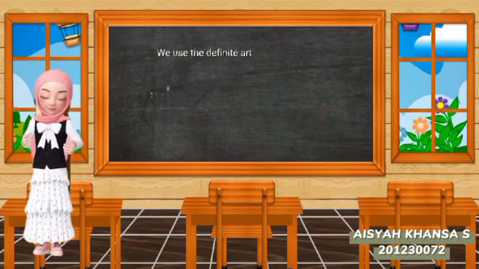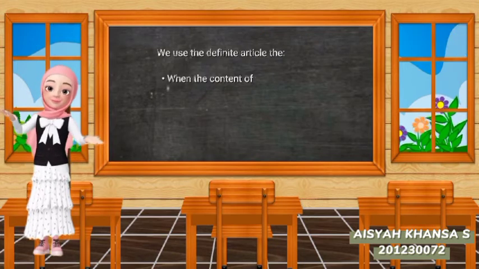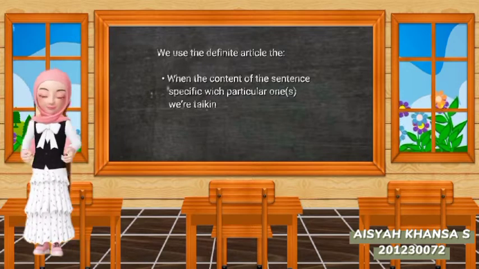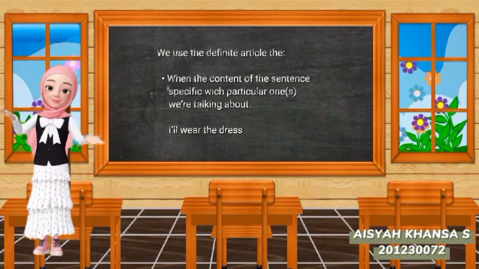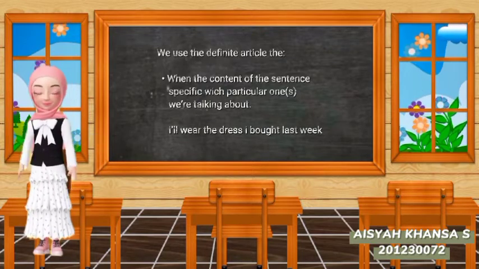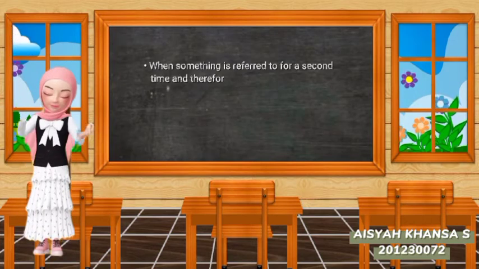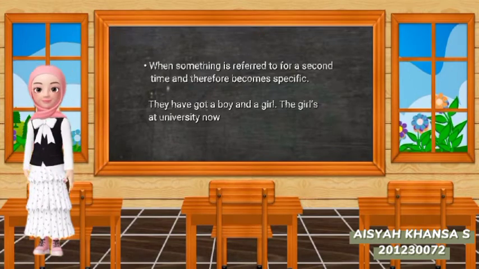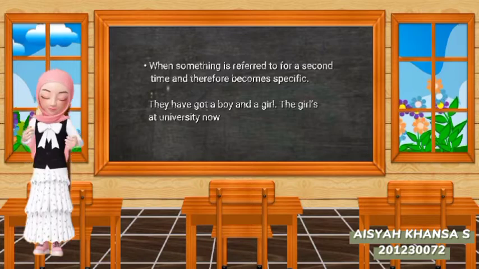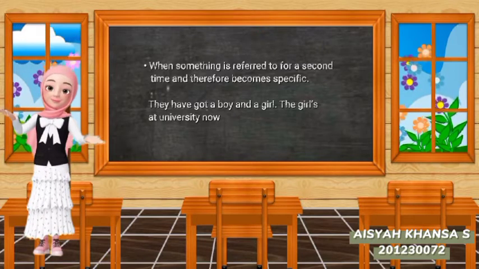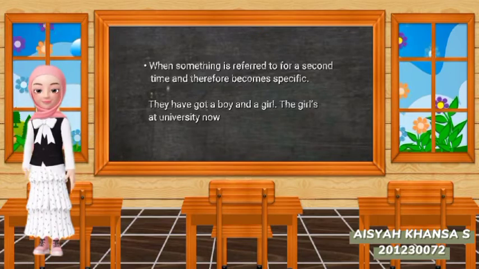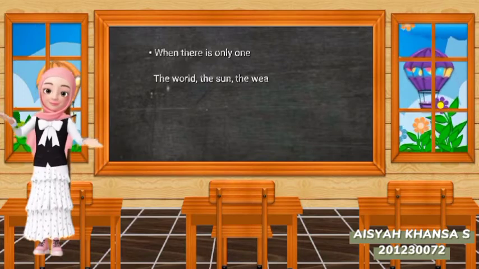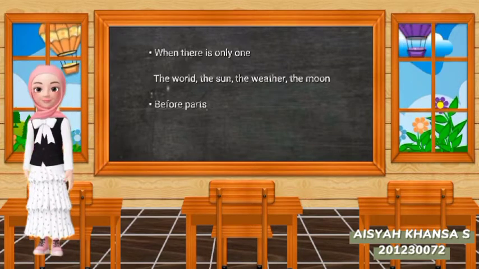We use the definite article the when the context of the sentence is specific, with particular ones we're talking about. For example, I'll wear the dress I bought last week. The second, when something is referred to for a second time and therefore becomes specific. For example, they have got a boy and a girl. The girl's at university now. The third, when there is only one. For example, the world, the sun, the weather, the moon.